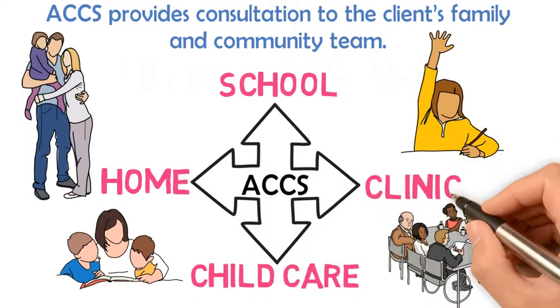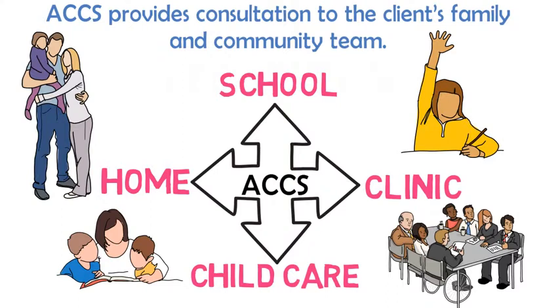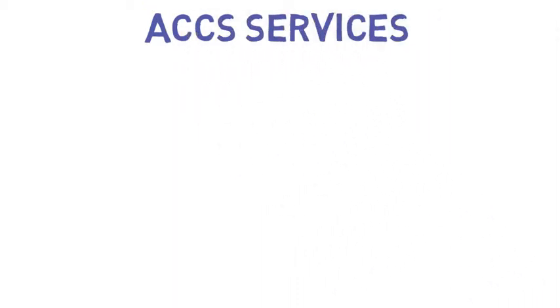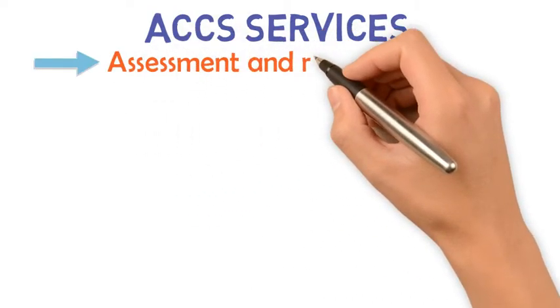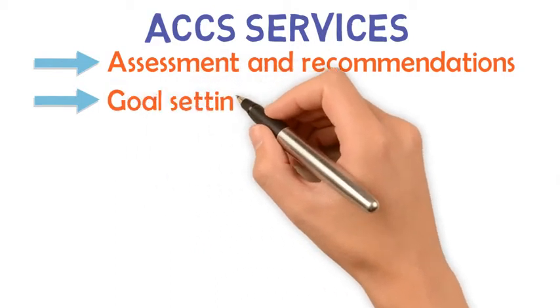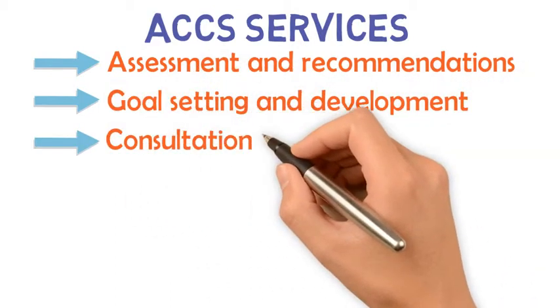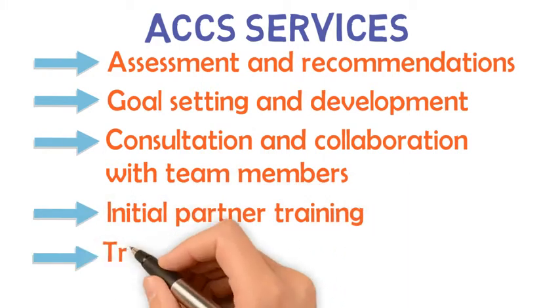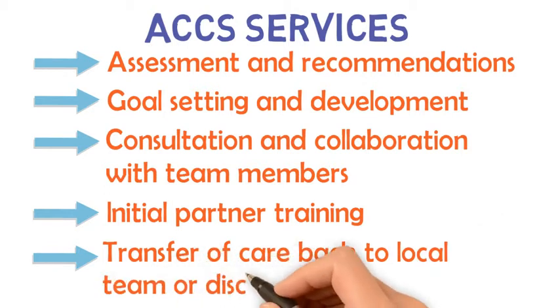We will collaborate with the community team to evaluate the child's present communication abilities and needs and determine next steps. ACCS services will vary depending on the child's individual needs. Services may include assessment and recommendations, goal setting and development, consultation and collaboration with team members, initial partner training, and finally, transfer of care back to the local team or discharge. The length of service will vary depending on the needs of the child and the community team.